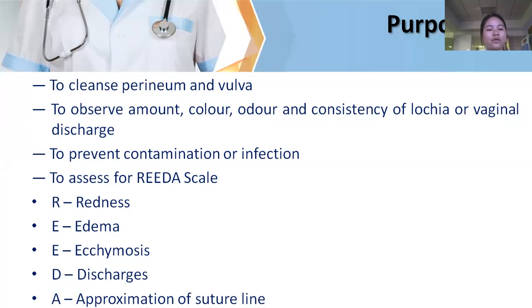and we should not forget to assess the REEDA scale, that is R for redness, E for edema, second E for ecchymosis, D for discharge, A for approximation of the suture. The approximation of the suture line means if there is any gapping between the sutures.